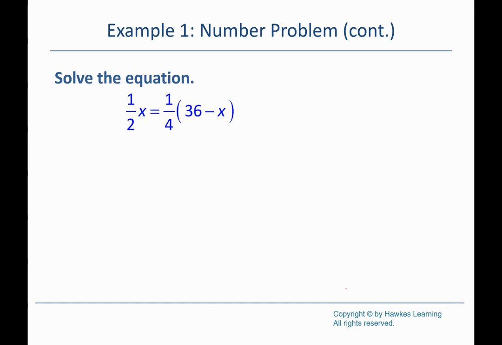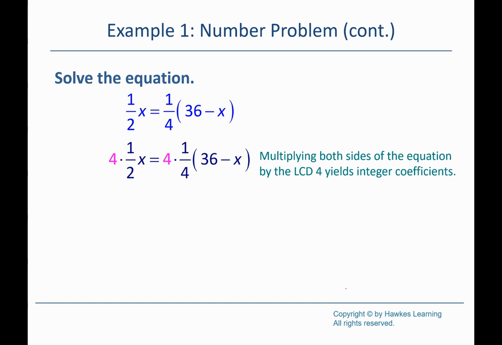So now I'm going to solve it. To solve this, I'm going to use that technique I taught you last week, which is let's get rid of the fractions by multiplying by the common denominator. The common denominator here for 2 and 4 will be 4. You could use 8, but that makes your numbers even bigger. So let's just use 4.